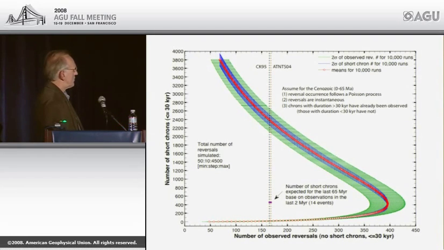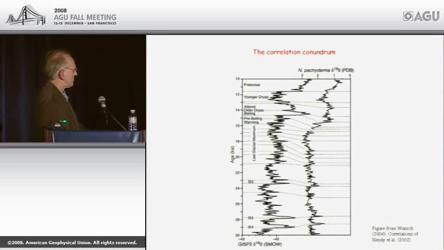However, if the excursions were to be part of a Poisson process, it would require that we would have to have about 35 excursions per million years in order to satisfy that condition. That's probably unlikely. So what that means is that the excursion process is distinct then from the normal reversal process.